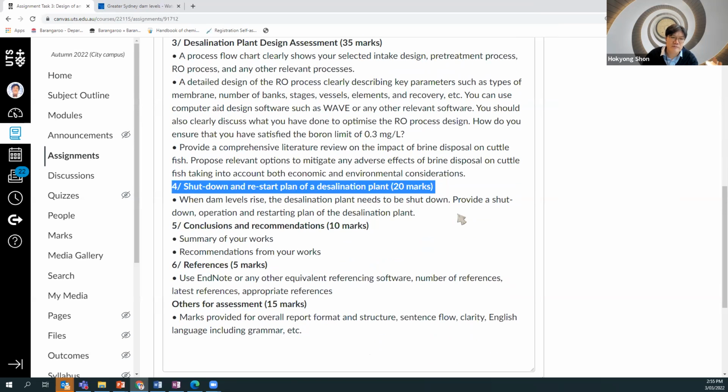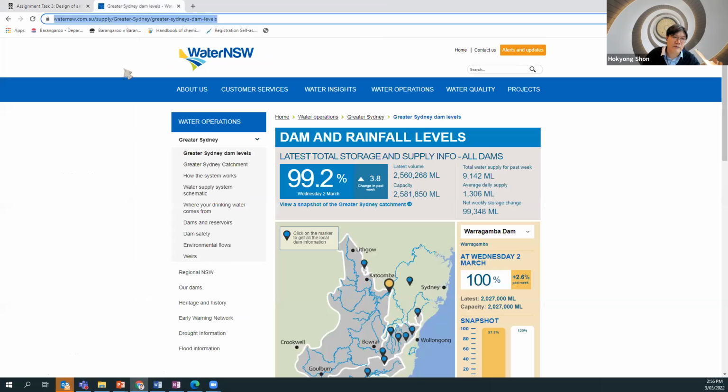And whenever you have heavy raining, we don't need a desalination plant, because a desalination plant requires very high energy for operation of your seawater desalination plant. So when you have enough water in your dam, you don't have to operate the desalination plant. So we have a standard shutdown and restart plan of the desalination plant. When you have a severe drought, we can restart your desalination plant. When you have heavy raining, for example, today we have a lot of raining.